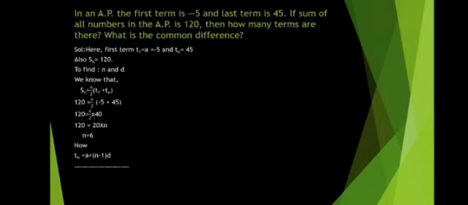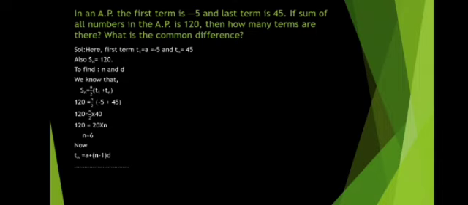So next question: in an AP the first term is minus 5 and the last term is 45. The sum of all the terms in the AP is 120. So we have to find how many terms there are and the common difference. Here the first term is given, that is a, or we can say t1 is equal to minus 5. The last term is tn, which is equal to 45, and the sum of all the terms, Sn, is equal to 120. We have to find n, that is the number of terms, and the common difference.